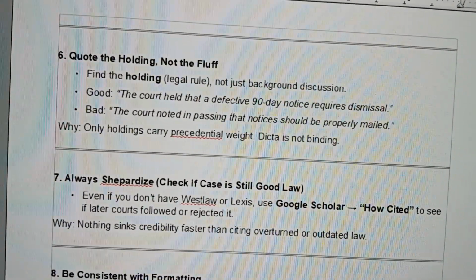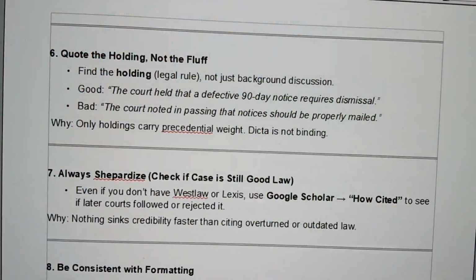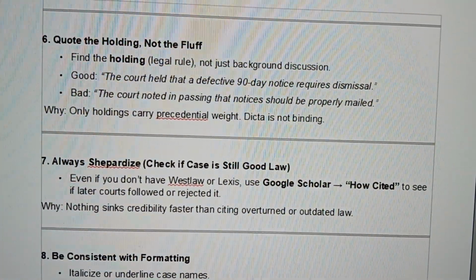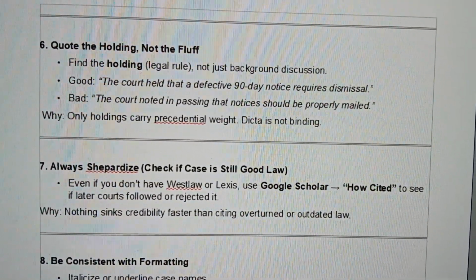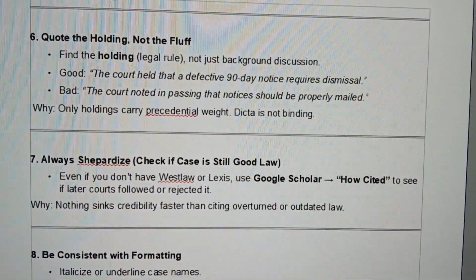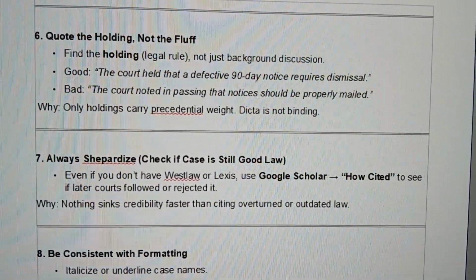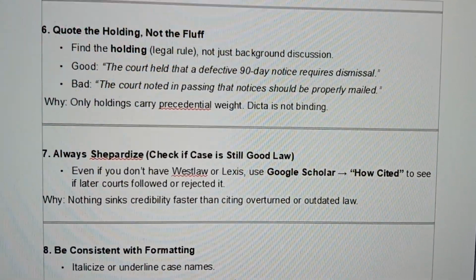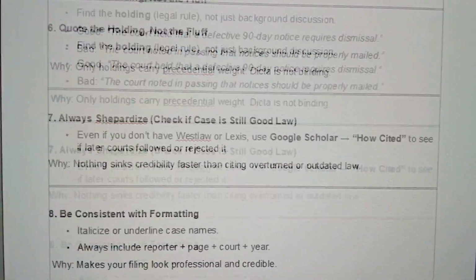Quote the holding, not the fluff. Find the holding, the legal rule, not just the background discussion. Good: the court held that the defective 90-day notice requires dismissal. Bad: the court noted in passing that the notices should be properly mailed. Why? Only holdings carry precedential weight. So the other one's not binding.